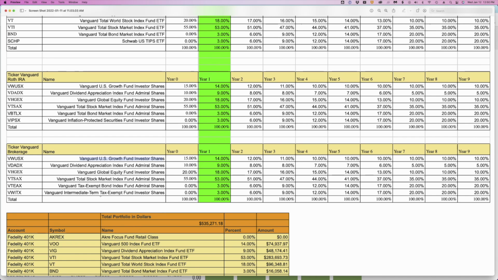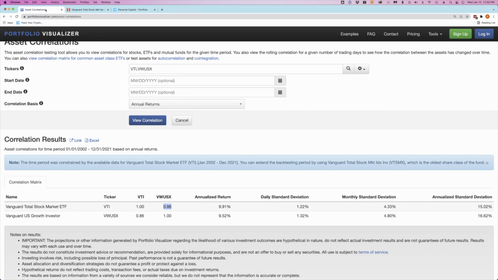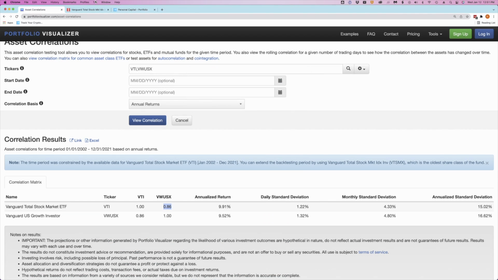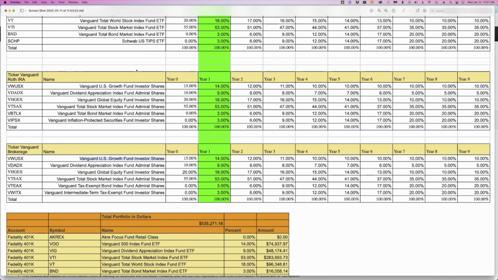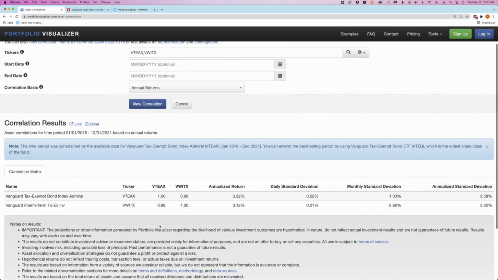Why two of these? Why not just one of them? Are they different in some way? And so again, we can look at these through Morningstar, but we can also go back to Portfolio Visualizer, right? And let me just remember this ticker. So VTEAX is the first one, and the second one is VWITX. And we can look at their correlation. Boy, they're pretty much neck and neck.